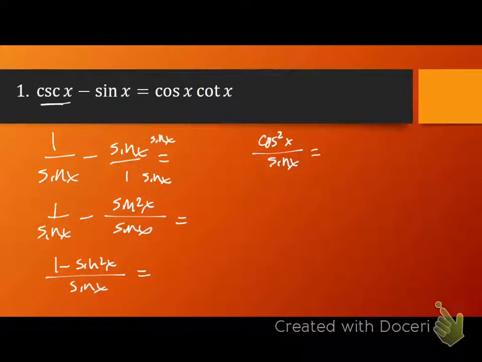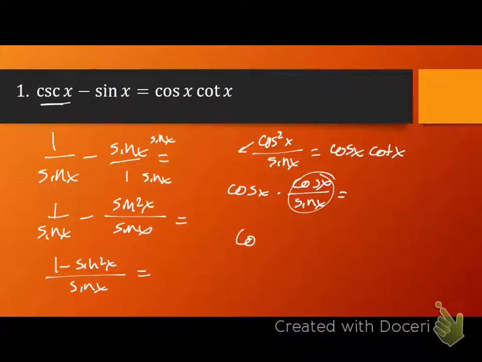Now, I'm trying to get this to look like cosine x cotangent x. Sometimes writing it down helps. Okay, well, I know that I can kind of factor out a cosine over here to the side. And if I do that, I'm left with cosine times cosine x over sine x. Well, cosine over sine is cotangent. And I know that I can do that because if I take cosine x times cosine over sine, I'm going to get back to cosine squared over sine. So it's definitely something I can do.